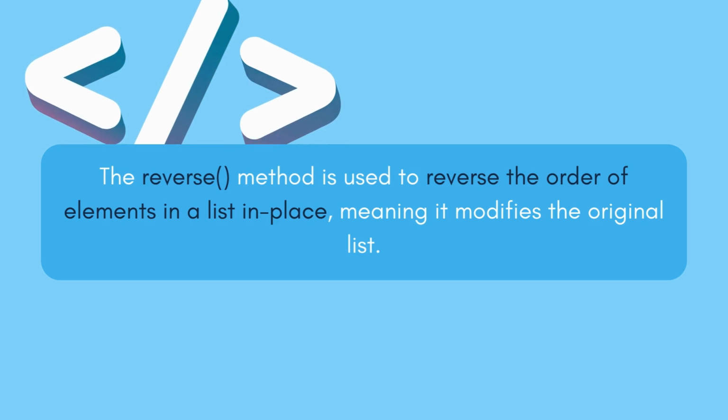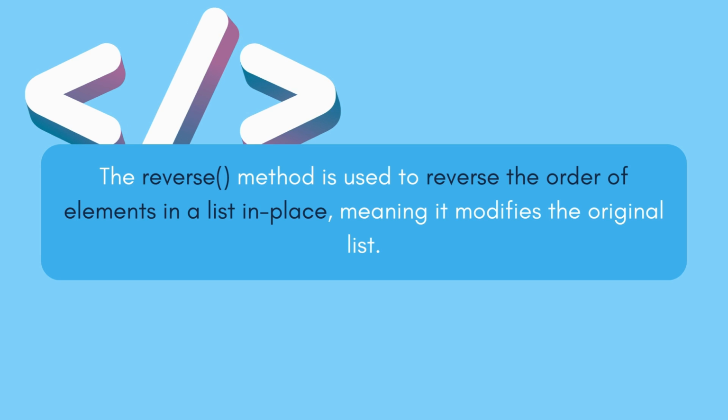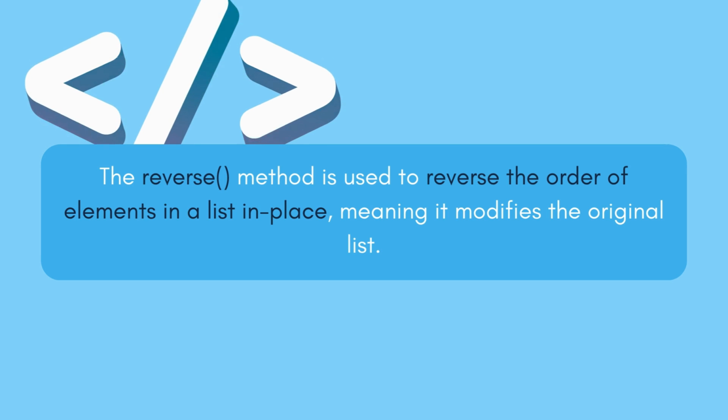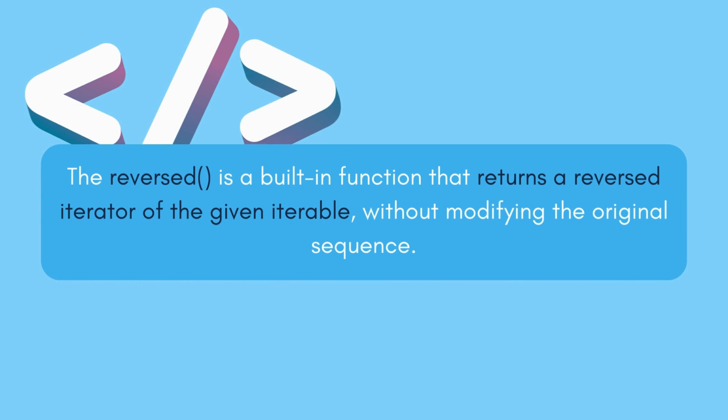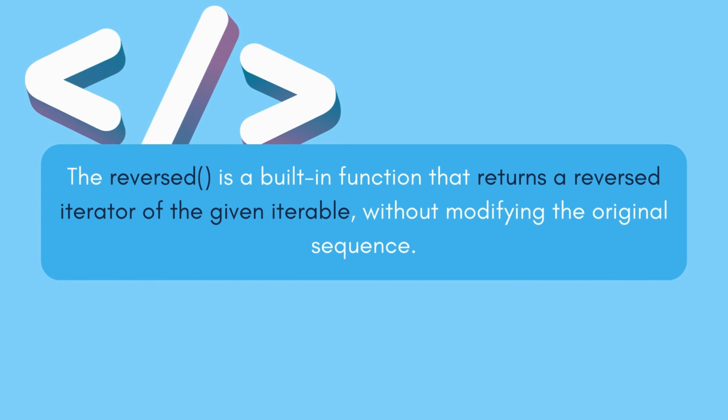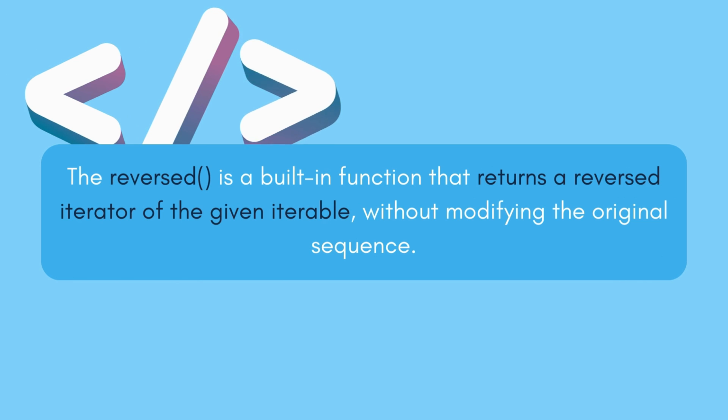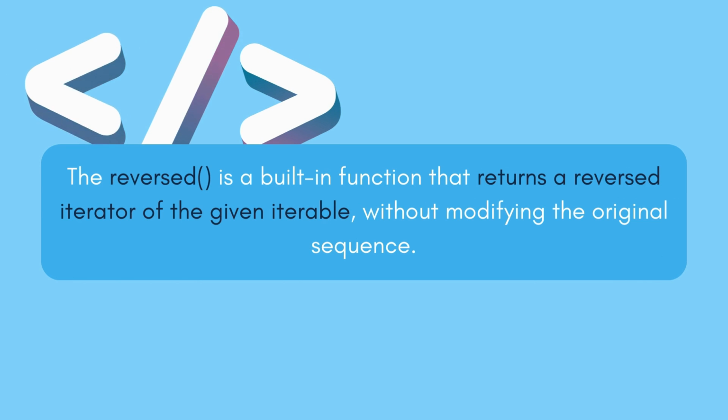The reverse method is used to reverse the order of elements in a list in place, meaning it modifies the original list. On the other hand, reversed is a built-in function that returns a reversed iterator of the given iterable without modifying the original sequence.